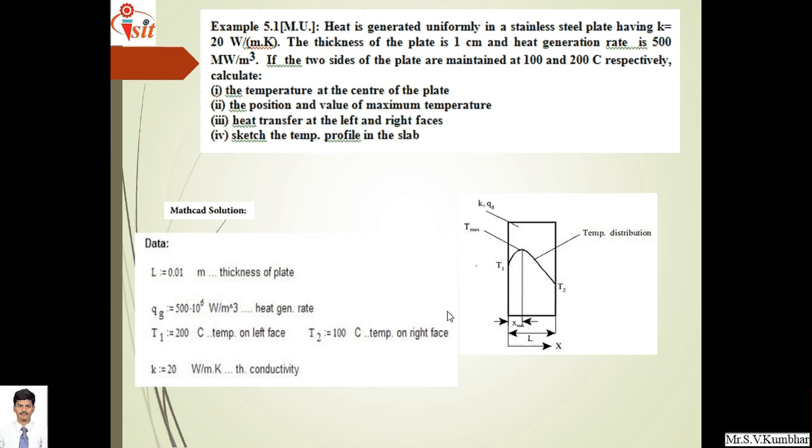So first of all, identify whether it is a first case or second case. That is, whether the temperature of walls are same or different. So if you read the problem carefully, if the two sides of the plate are maintained at 100 and 200, it means it is our second case, right? So T1 is 200, T2 is 100. Okay, L, length of slab is given as 1 centimeter, that is 0.01 meter. Internal heat generation rate is given as 500 megawatt per meter cube, that is 500 into 10 raised to 6 watt per meter cube. Thermal conductivity of material is given 20 watt per meter Kelvin, right?